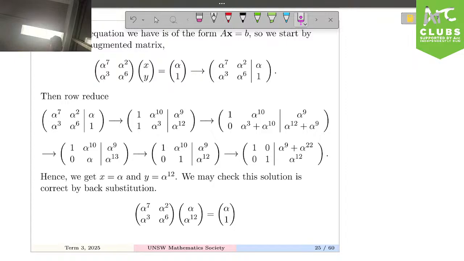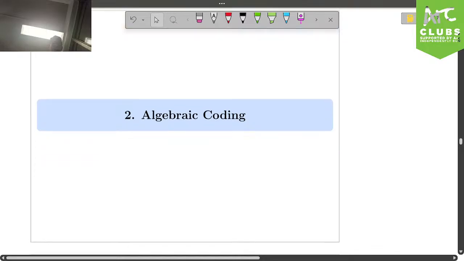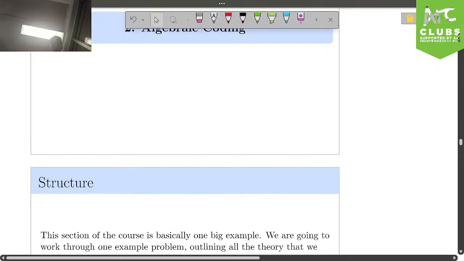What you can also do, though, to make things simpler on yourself, is use the reduced row echelon form. So this is how you would do that. I'm not going to go through it because I'm already running out of space with my notes. So let's see. All right, actually, I'm going to speed up quite a bit. So the next thing is algebraic coding.